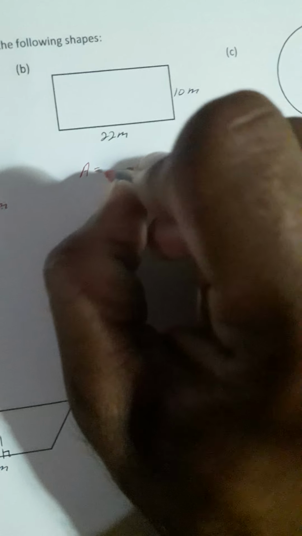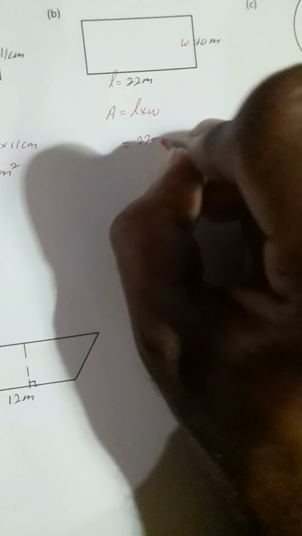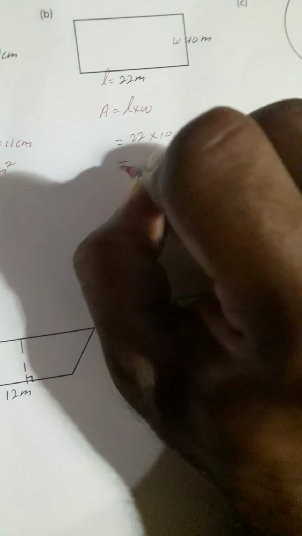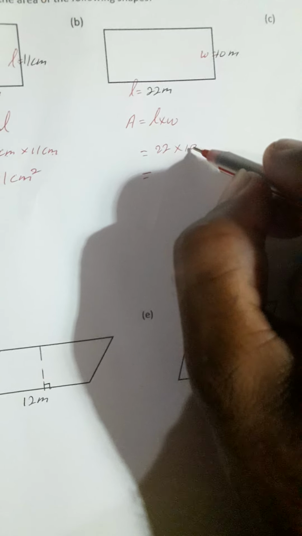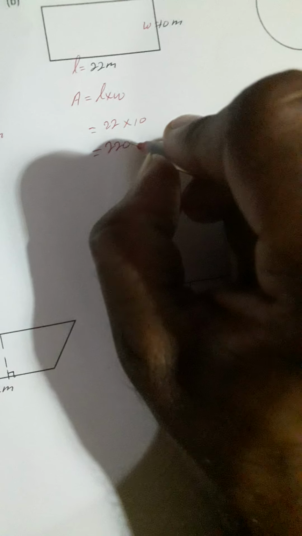Good. Next one. That's a rectangle, so it's length times width. So the length of the rectangle is the longest side. Okay, let me just write it in length there. That's the width. This was the length. That was the length as well. Good. So the length is the longest side. So 22 times 10. Okay, that's easy. 22 times 10, we just take the 0 and put it behind there. So we have 220 meters square. Good.